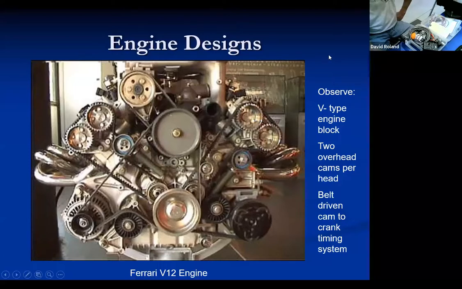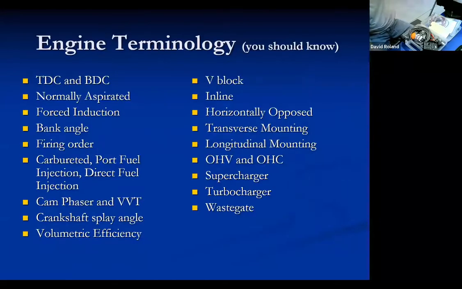It's a pretty cool looking engine. It's kind of a busy picture, but I thought it's a good place to start. There are lots of different terms that we use on engines, and don't be overwhelmed. You'll learn what these mean. As a matter of fact, the first one we've already talked about. TDC means top dead center, and BDC is bottom dead center. TDC means the piston is all the way up at the top. BDC means it's all the way at the bottom.